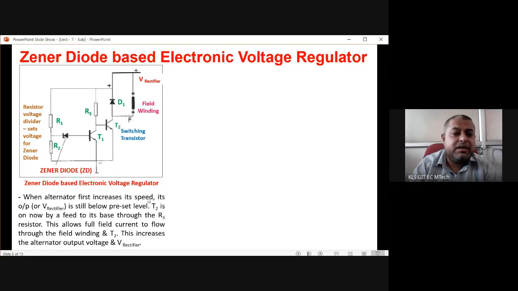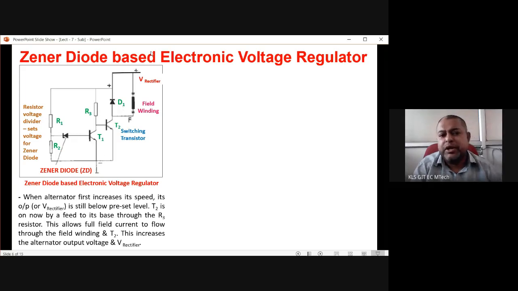So this circuit will explain in detail what is happening. When this transistor T2 is on, be very careful, the path is V rectifier, field winding, T2 and ground. So you have to remember, when T2 is on, at that time current is flowing through the field winding. This is the path. When V rectifier is about 14.2 volt or high, this voltage is coming and flowing through T2 to the ground.